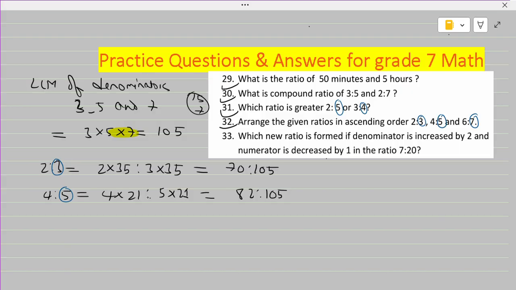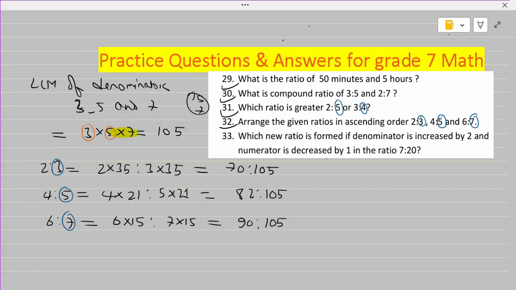Now the turn for the third ratio. The third ratio we have here is 6 is to 7. Except for 7 there are 3 and 5 as a product in 105. So 3 into 5 is 15. So by 15 we have to multiply both of these, 6 and 7, so that we get 105 in the denominator. So let's do it. 6 into 15 and 7 into 15. 6 into 15, how much do you get? That's 90. And 7 into 15 is 105.